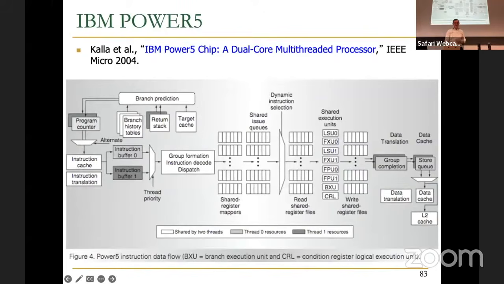IBM Power 5 made each core a little bit more powerful, and they added multithreading, simultaneous multithreading. So that was the philosophy, essentially.